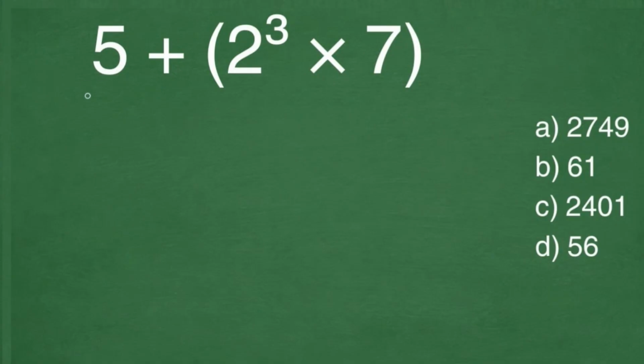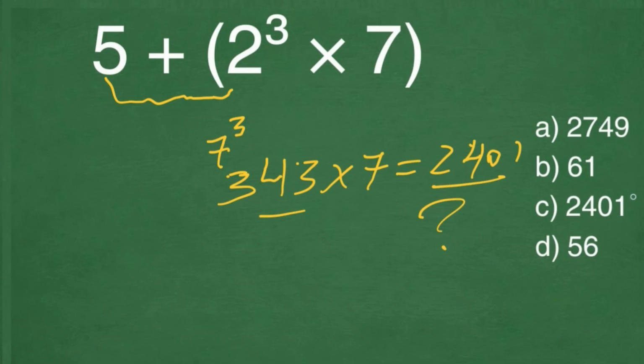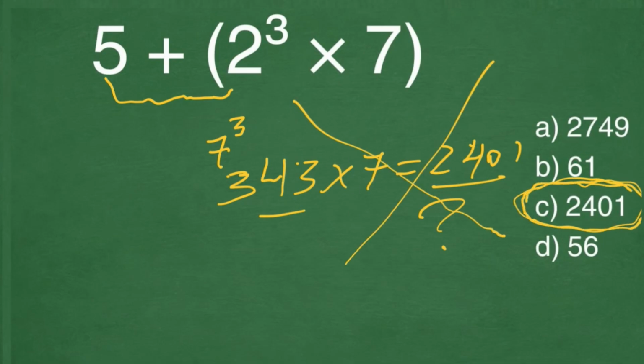So what most people do in this problem is they start from addition, right? They add 5 to 2, which is 7. 7 cubed is 343, and then finally they multiply by 7, which gives 2,401. But is this the answer? They just say the answer is option C, but this is actually wrong.